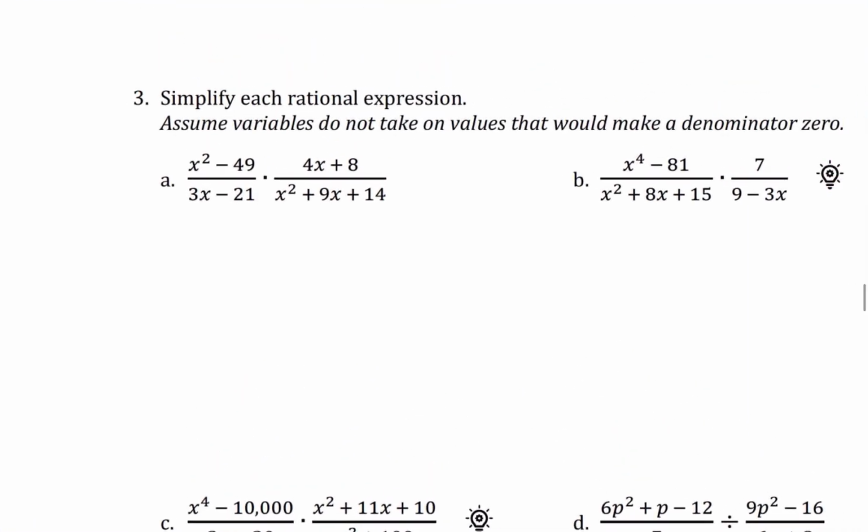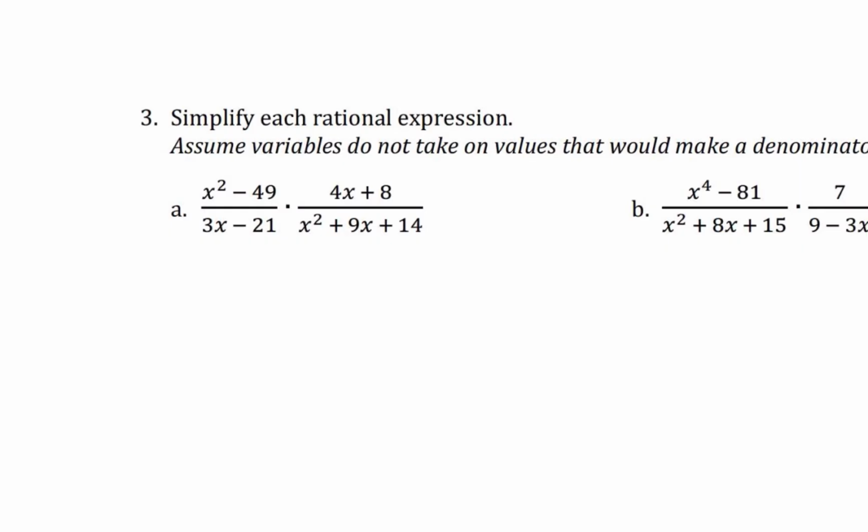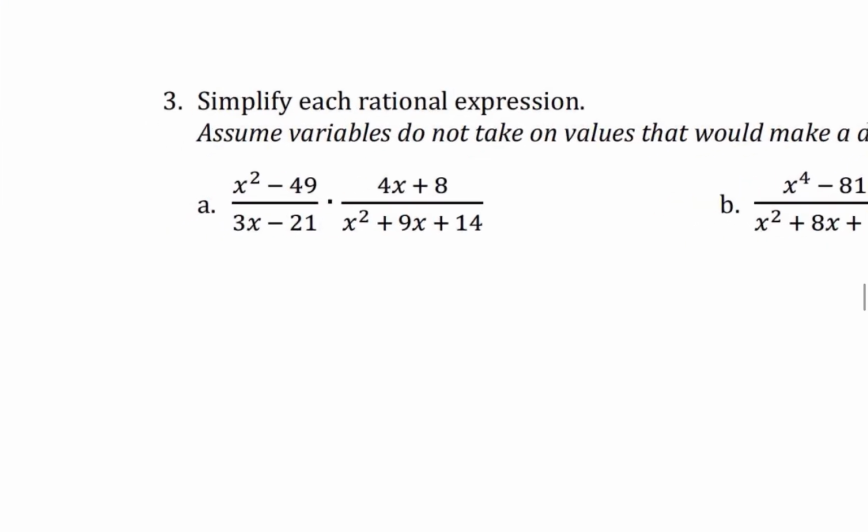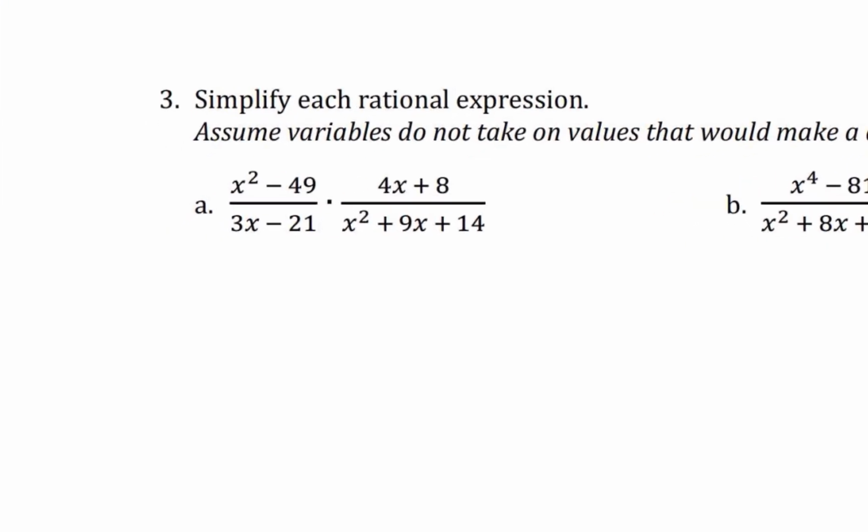So let me start by zooming into each problem because they take a little work and it'd be good for you to be able to see it really clearly. So 3a, we're going to first start by factoring x squared minus 49, which is the difference of two squares. So it's x minus 7, x plus 7. Makes no difference if you prefer to say x plus 7 first and x minus 7 second.